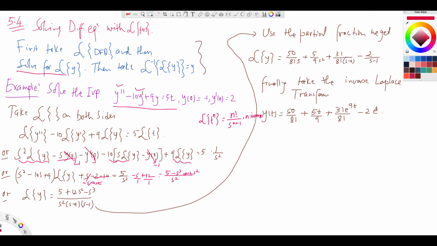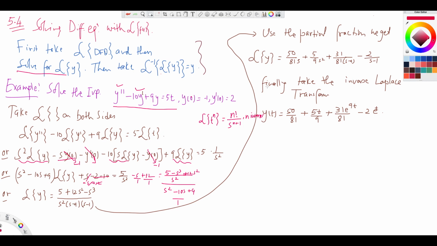Okay, this is the right hand side. Now what you do is you divide by s squared minus 10s plus 9 on both sides. If you divide by that, you find the factors of this. Because this has a 1 in the denominator, this is like the top fraction times the reciprocal of the bottom fraction, right? That's what you get: 5 plus 12 s squared minus s cubed over s squared times (s minus 9) times (s minus 1). This is what you get.